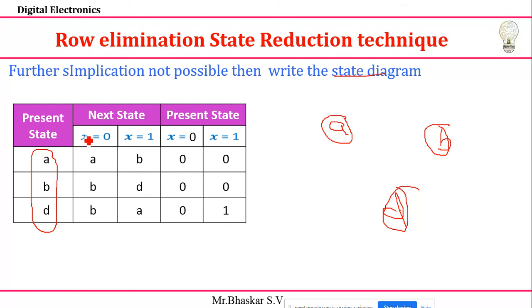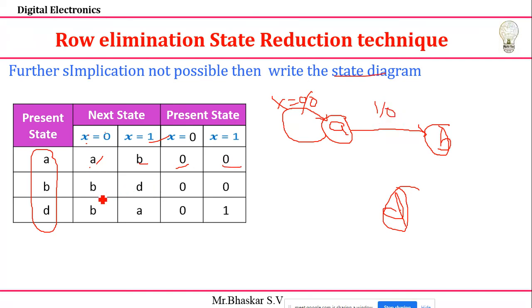Next, if the input x is equal to 0 for state A, you need to stay here only. And what is the output in that case? For A the output is 0, so you write 0 here. If x is 1, it will go to B, and the output is 0.